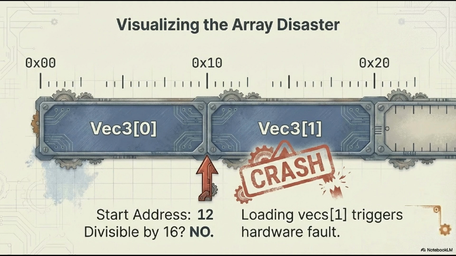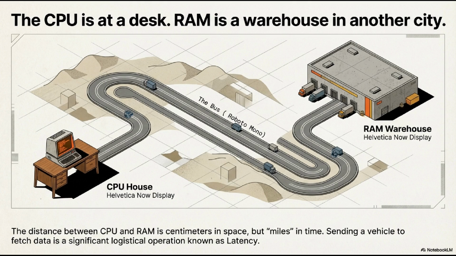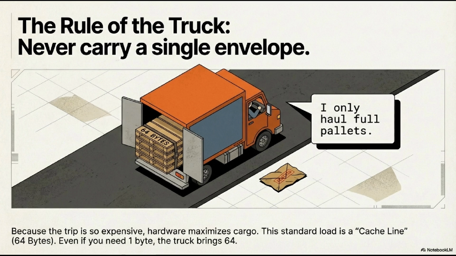Yes. This is why we call it the 12-byte catastrophe. The step size, how far we have to jump to get from one item to the next, is 12. But the hardware demands steps of 16. They just do not match up. This makes perfect sense now. The math just doesn't line up with the hardware's rules.